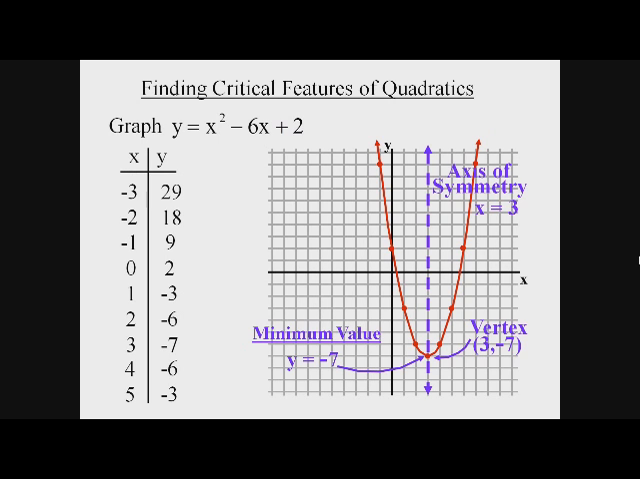Alright, the other thing we want to look at is the minimum value, which we know is the y-coordinate of the vertex. Y equals negative 7. That's the smallest value that y can be. So looking at this again, the axis of symmetry is the same as the x-coordinate of the vertex, and the minimum value is the same as the y-coordinate of the vertex. Now if the parabola were to open down, if this x squared term had been a negative, then we would have a maximum value, and that would be the y-coordinate of the vertex.